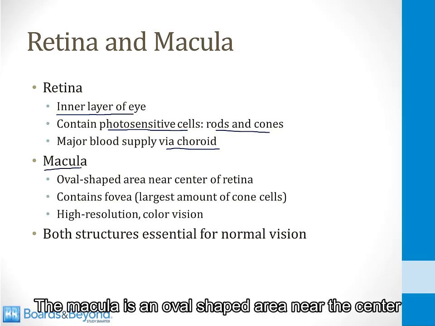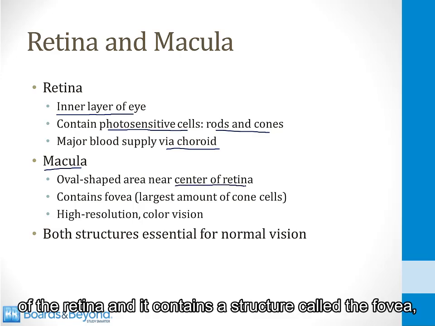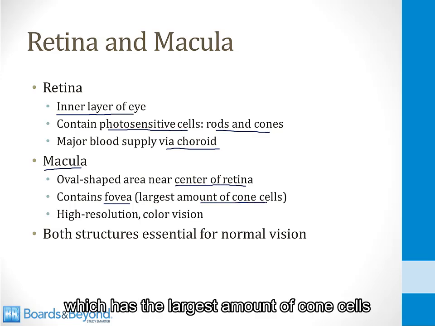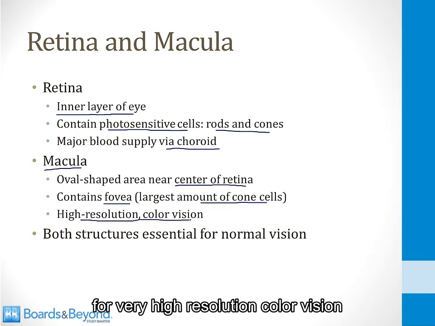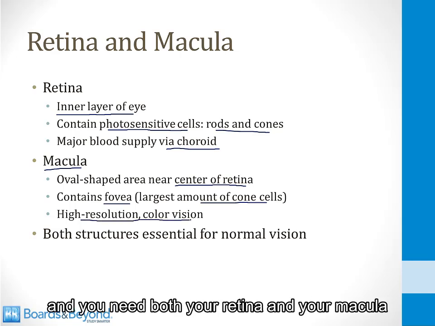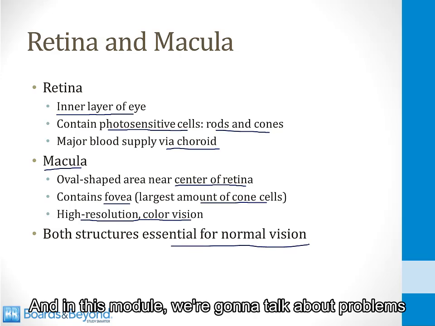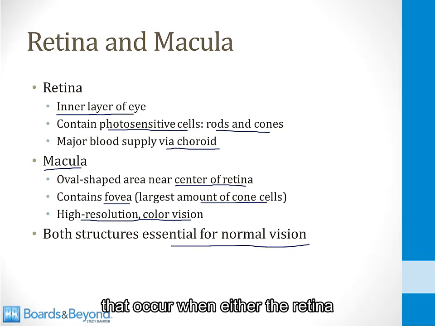The macula is an oval-shaped area near the center of the retina, and it contains a structure called the fovea, which has the largest amount of cone cells. Basically the macula is important for very high-resolution color vision, and you need both your retina and your macula to have normal vision. And in this module we're going to talk about problems that occur when either the retina or the macula are not normal.